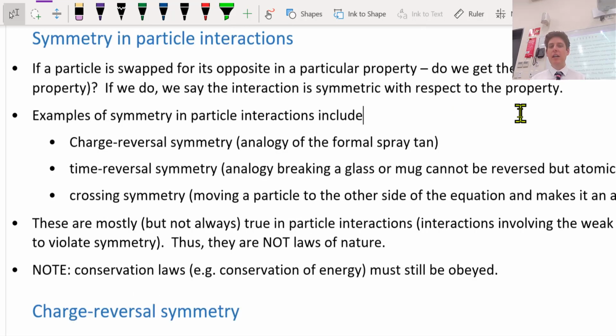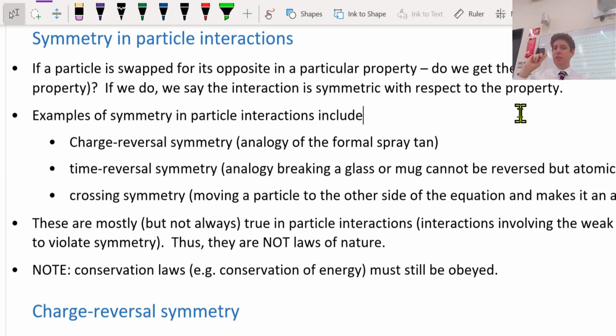All right, the next one is time reversal symmetry. Write that down. The analogy this time is if you break a glass or mug, like you drop it on the ground, you can't reverse that. But at an atomic level, you can do that. So this time it's the opposite of the analogy.